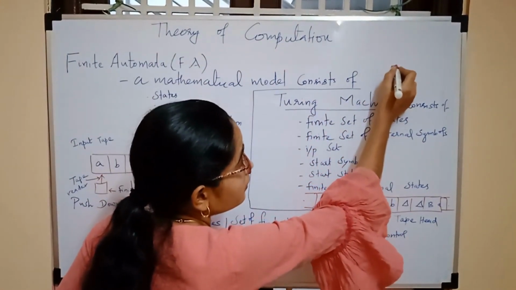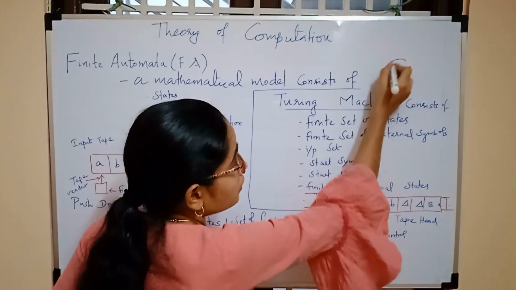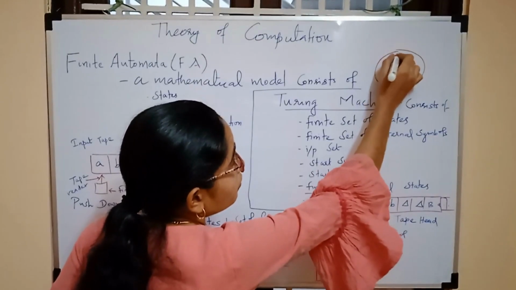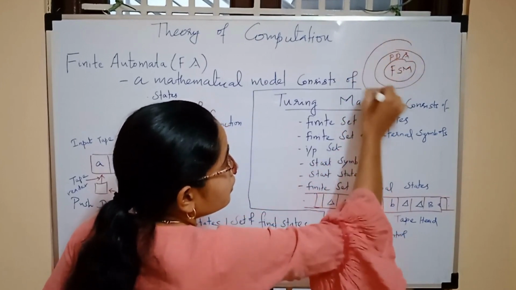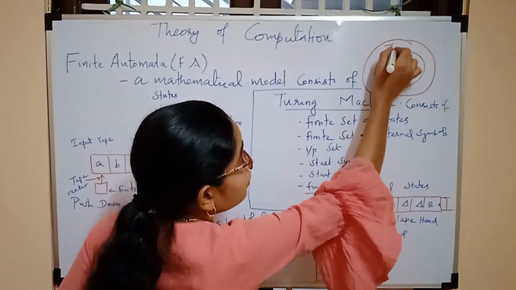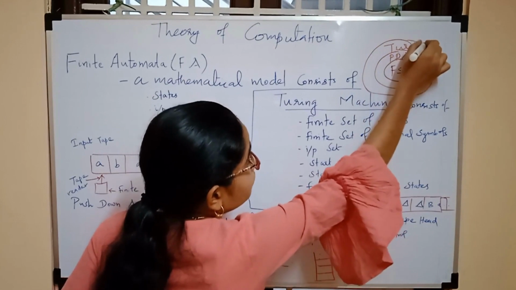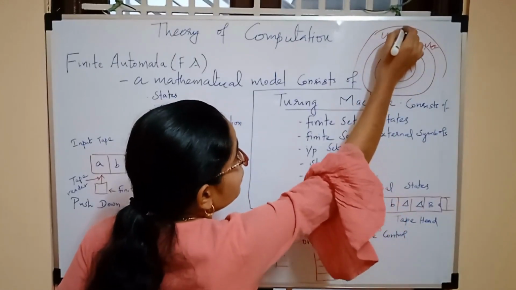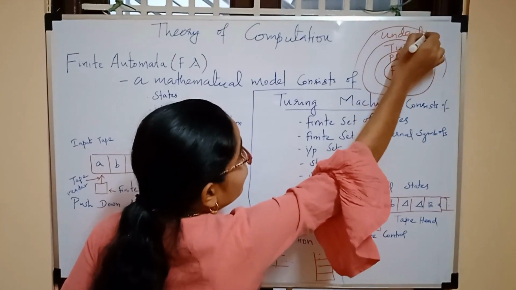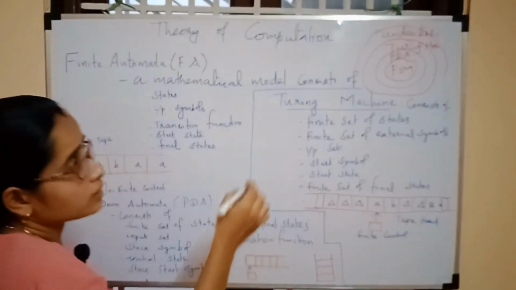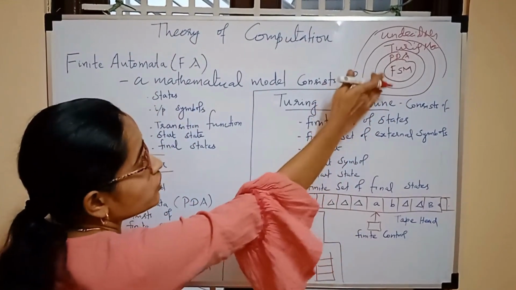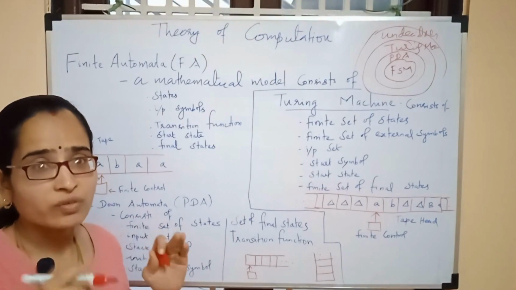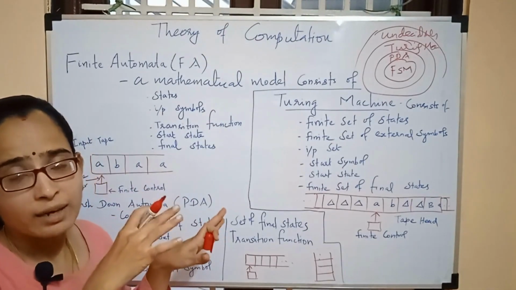The first level is the FSM. This is the simplest one, and then we have the PDA, and then we have the Turing machine, and the last level is undecidability. I hope all of you remember these levels, and today we'll discuss each of them. It's not a detailed lecture, I'm just giving you a brief introduction to that particular level.